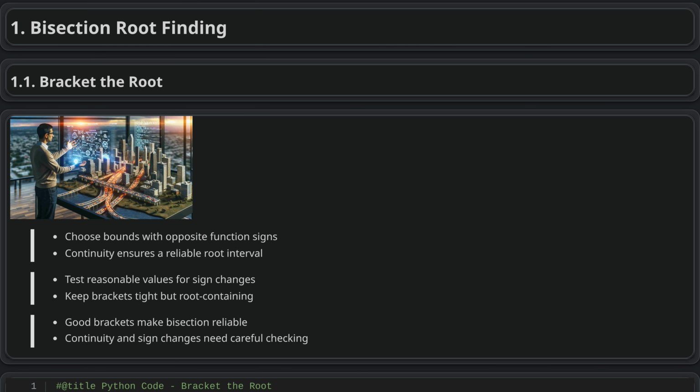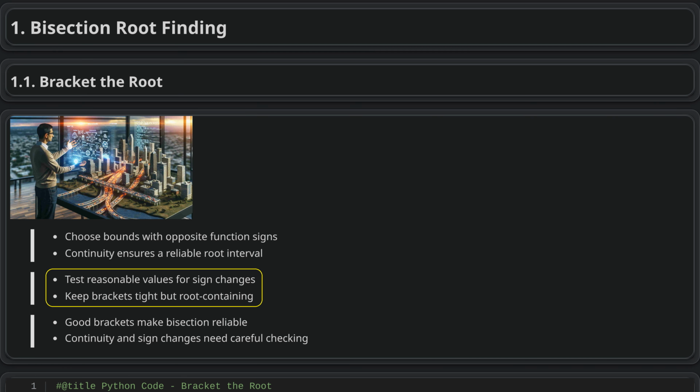Bisection root finding. Bracket the root. Bisection root finding begins by choosing a lower and upper value that bracket the root. The function must have opposite signs at these two values, which suggests a crossing between them if the function is continuous. This interval does not give the exact solution, but it reliably narrows where the root must be, which is useful in engineering balance problems such as heat flow or pump pressure.